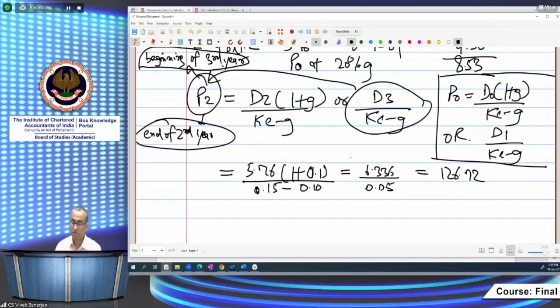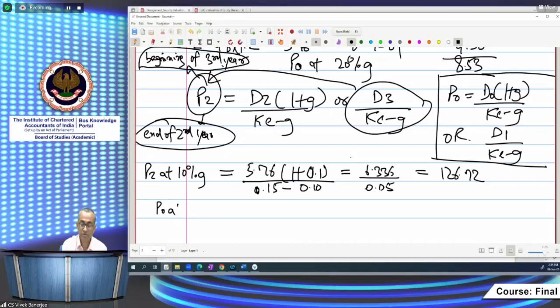It is coming to 126.72. So what this figure 126.72 is, it is basically P2 at the 10% growth rate. But what is this 126.72? It is the present value at the beginning of the third year. But we have to calculate the present value at the beginning of the first year. So let us convert this figure by calculating the present value at the beginning of the first year.